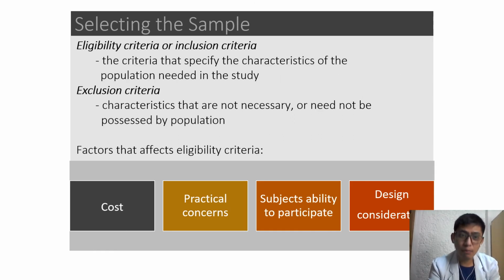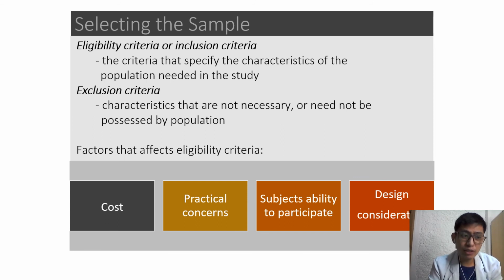So again, selecting a sample: eligibility criteria or inclusion criteria are the criteria that specify the characteristics of the population needed in the study. However, exclusion criteria are the characteristics that are not necessary. Factors that affect eligibility criteria are the cost, the practical concerns, the subject's ability to participate, and design consideration. Cost, because again, in conducting research, you should be mindful that it entails cost, even the printing of your questionnaire.